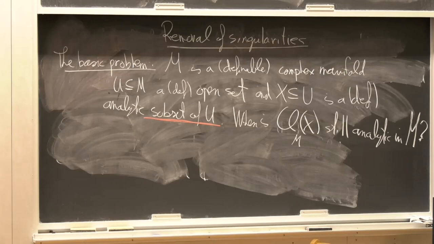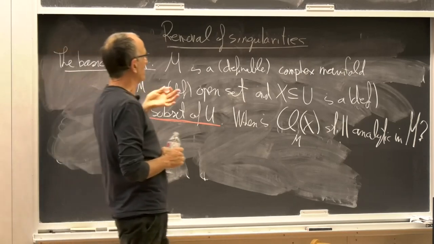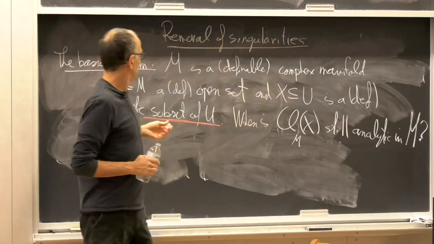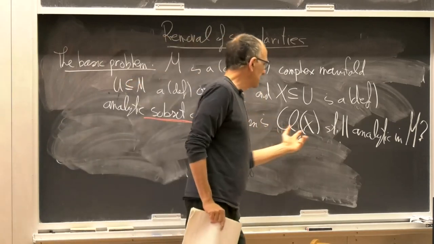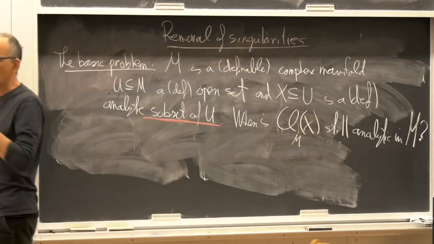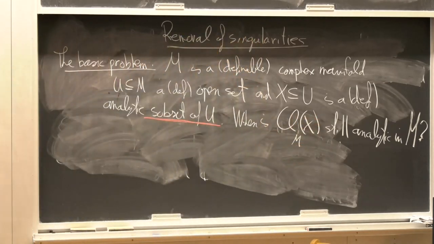When it happens, we'll see in a second that we kind of remove singularities from X, skipping basically. So notice that if X is definable, its closure in M is also definable. M has a definable topology, so the closure of X is again a definable set.